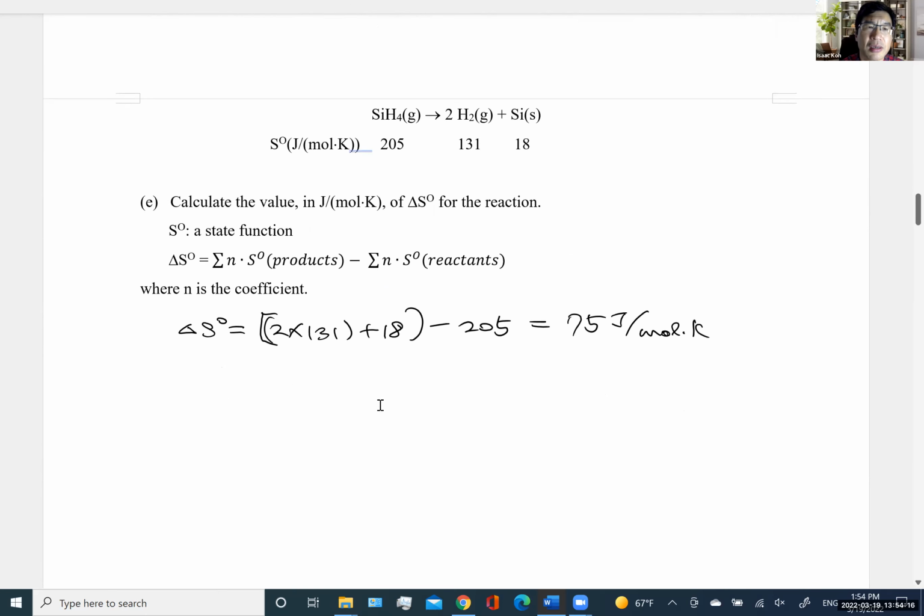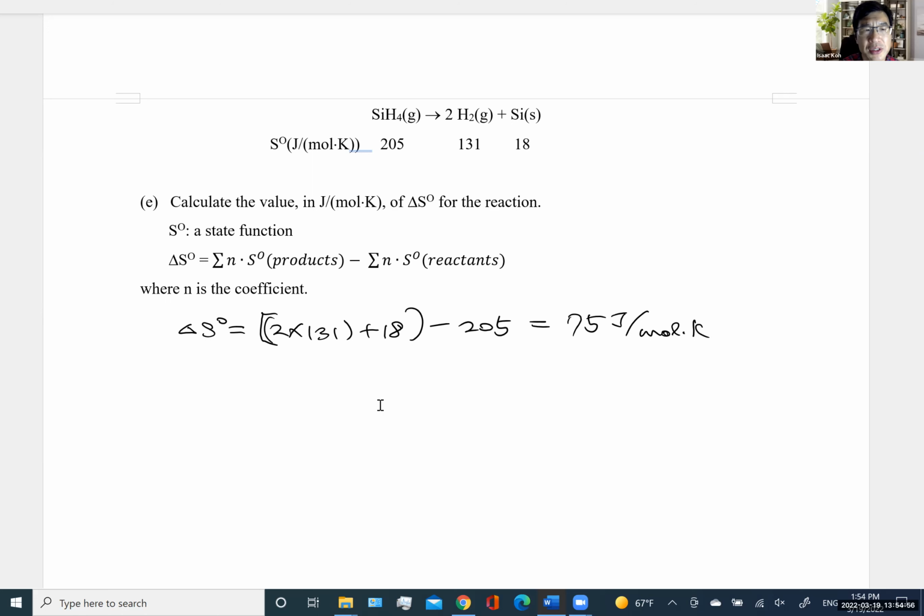Now let's look at this balanced equation again and calculate the value of reaction entropy for the reaction. The absolute entropies given are 25, 205, 131, and 18. And remember that all of these thermodynamic functions, starting from internal energy, enthalpy, entropy, and Gibbs free energy, are state functions. The reaction enthalpy, entropy, and Gibbs free energy are independent of the pathway from the reactant to the product. Only the values of the product and reactant matter.